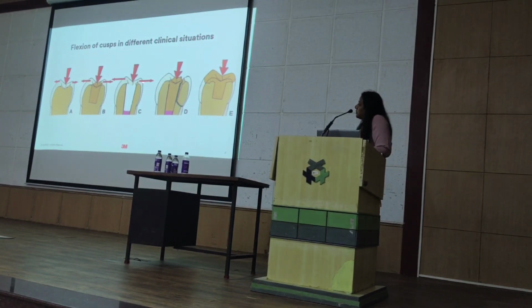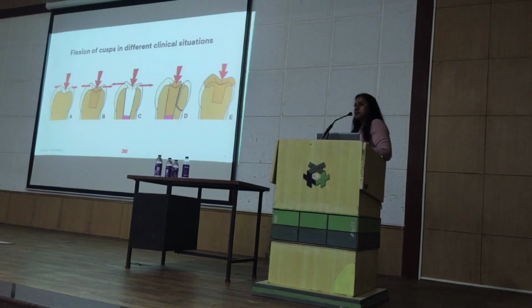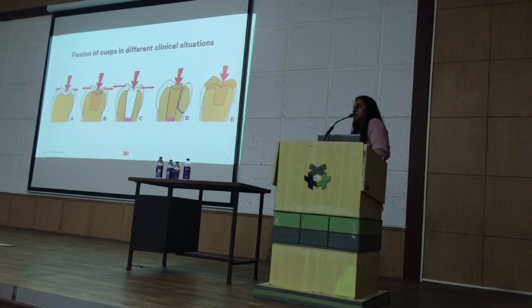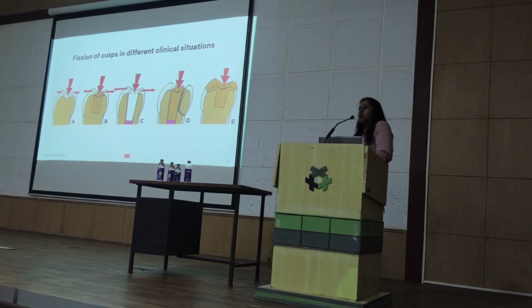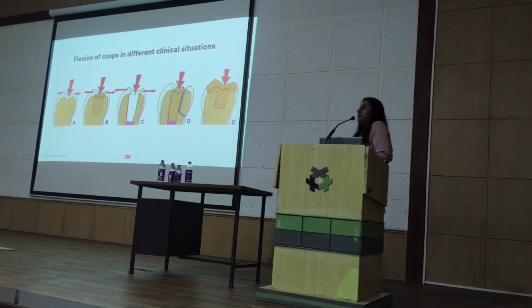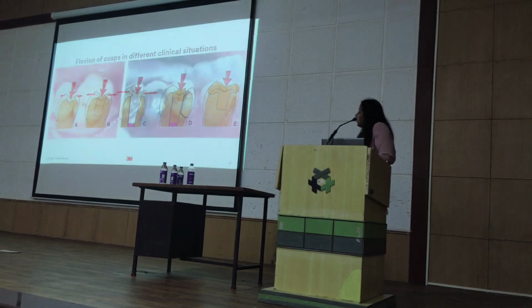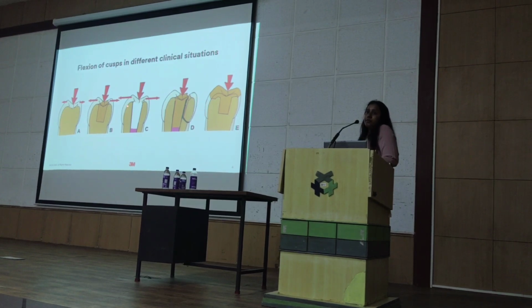So do you see this? You see this? The cusps are prone to flexion when there is nothing holding the cusps together, which means the marginal ridges are now lost and they no longer hold the cusps together, and eventually at some point of time when this force is continuous and intermittent, you're going to see a fracture in the tooth.